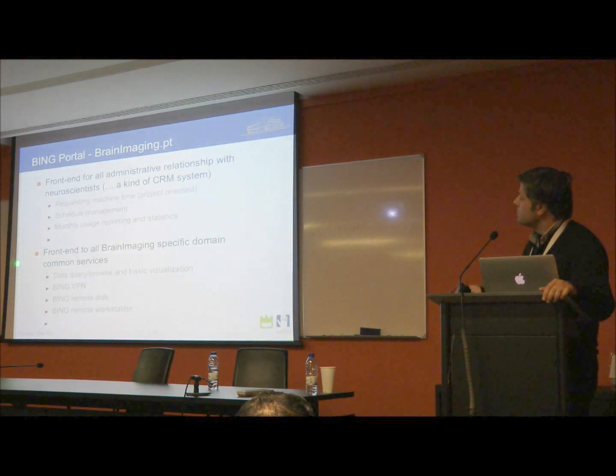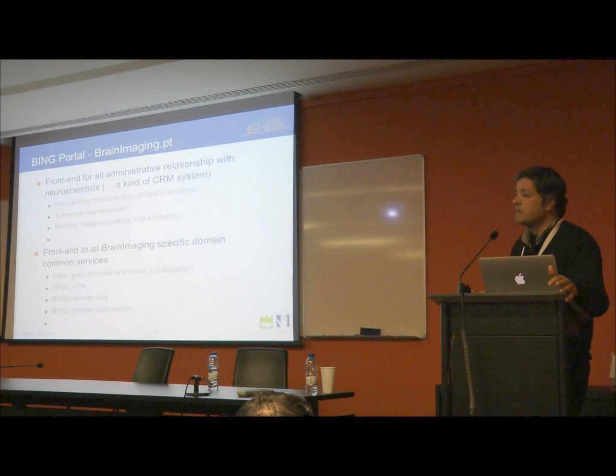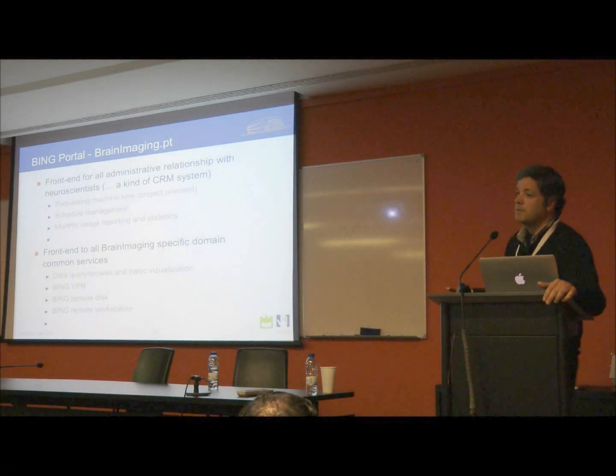And then we are also offering what we call brain imaging specific common services. These are services that we have been finding that neuroscientists want. For example, simple query on the data that is on the system. Also basic visualization of images. Another area is providing access through the virtual private network.